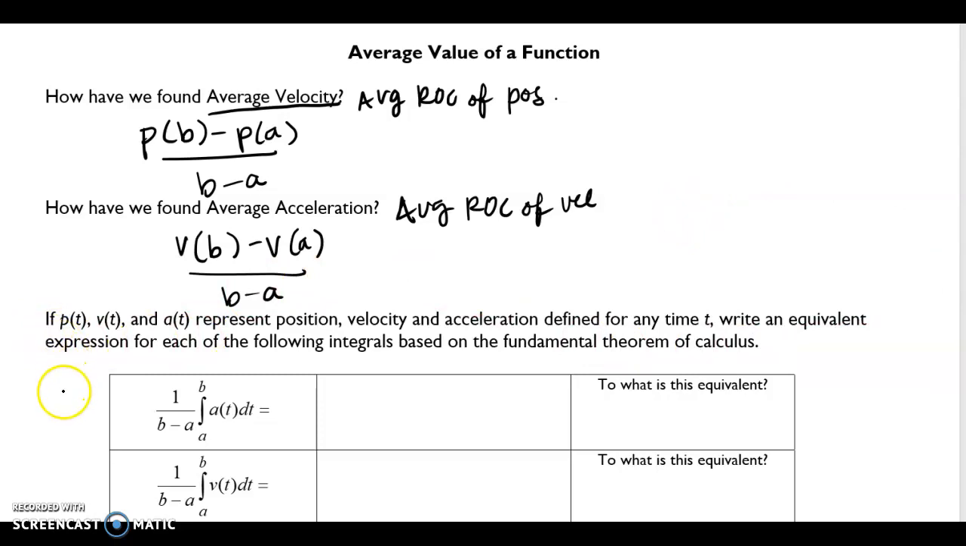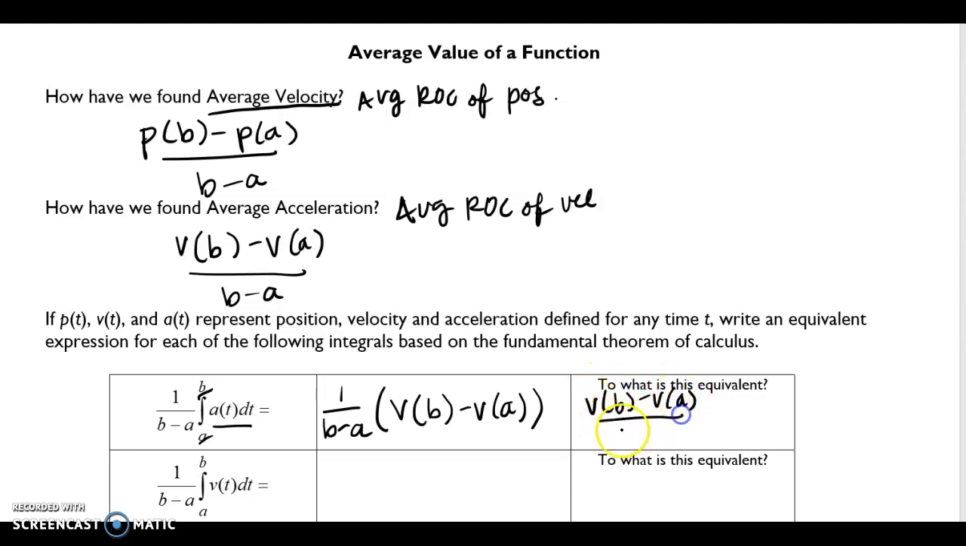So let's think about our position, velocity, and acceleration, and let's think about what these integrals would be equal to. If I have 1 over B minus A, I'm just going to carry that along. This integral of acceleration, so the antiderivative of acceleration is velocity, and then I evaluate at B and A. This is equal to V of B minus V of A, my antiderivative of acceleration at points A and B. And so what you should realize is that's actually V of B minus V of A over B minus A. And so we recognize that this is that formula we just talked about, average acceleration.